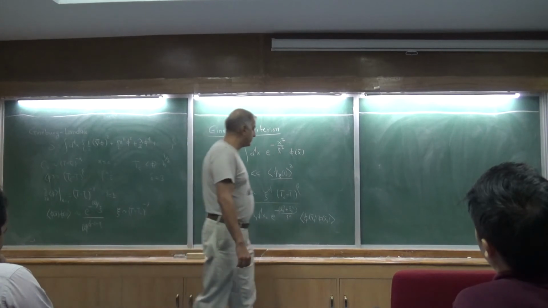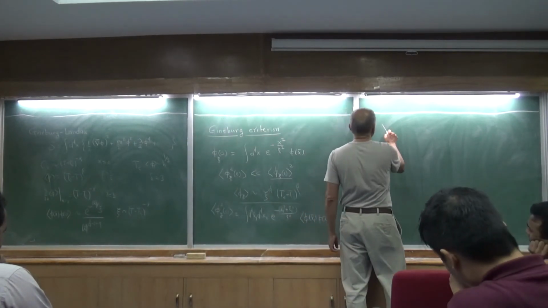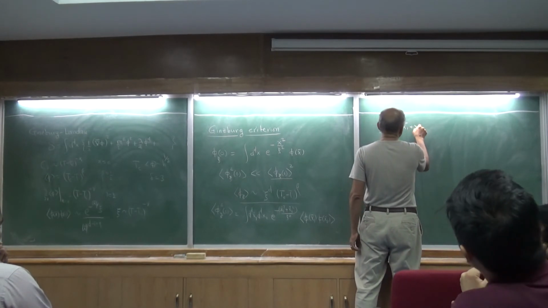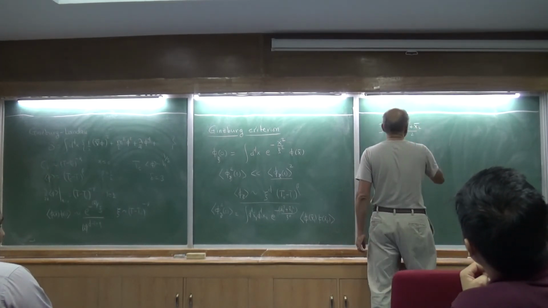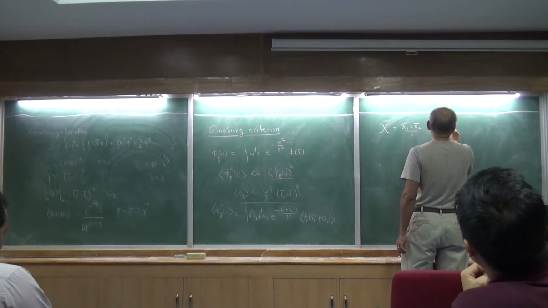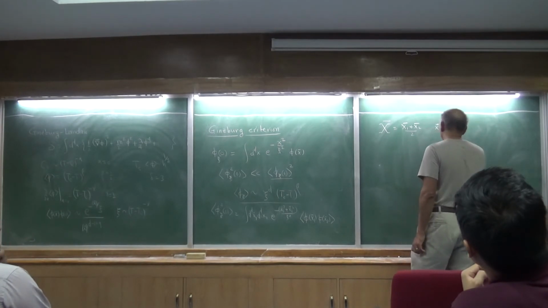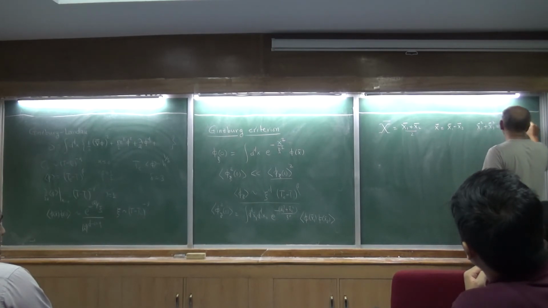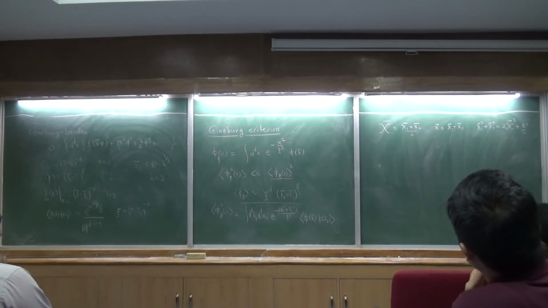So how do I do that? I'll just make a change of variables. I'll define capital X as (x1 plus x2) over 2, that's the center-of-mass coordinate, and little x will be x1 minus x2. And then you know that x1 squared plus x2 squared is 2 times (capital X squared plus little x squared over 4). Just do it out from this.